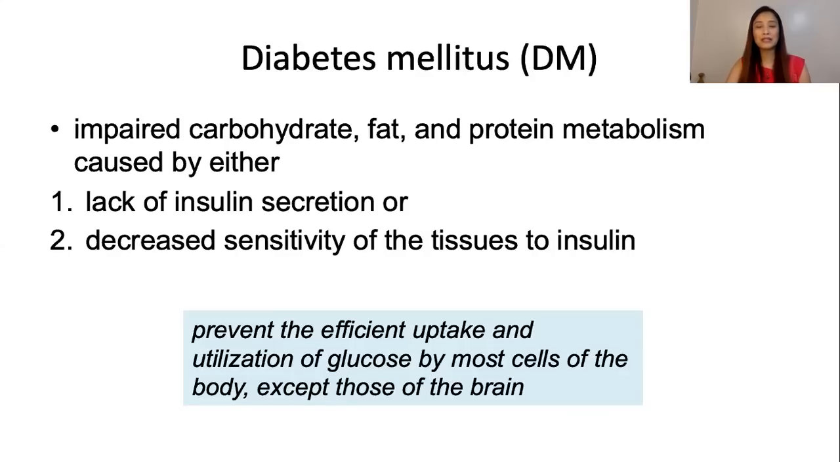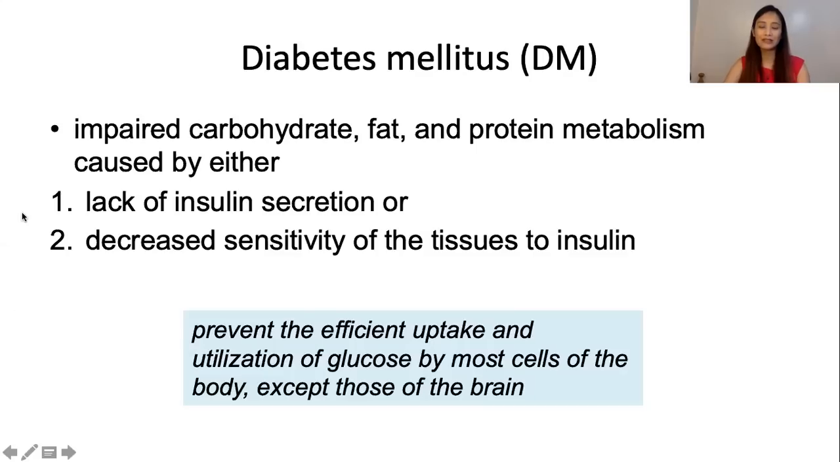Diabetes mellitus is a condition where there is impaired carbohydrate, fat, and protein metabolism caused by either lack of insulin secretion and/or decreased sensitivity of the tissues to insulin. In number 1, usually type 1, there is a lack of insulin secretion: no insulin, or insulin deficiency. In number 2, you have insulin, but it is not working very well on your cells, so the insulin is not effective in achieving its target.